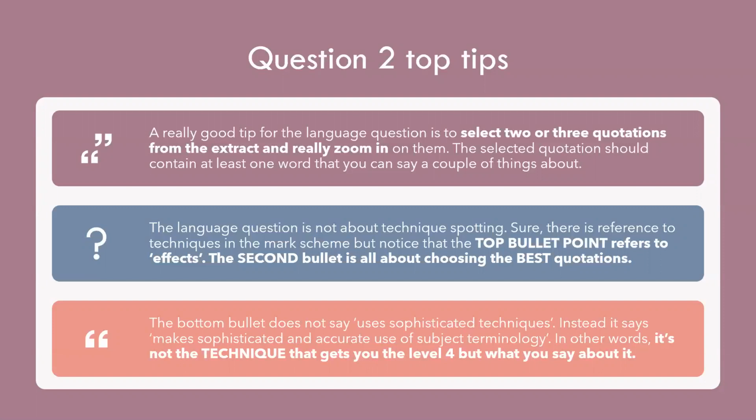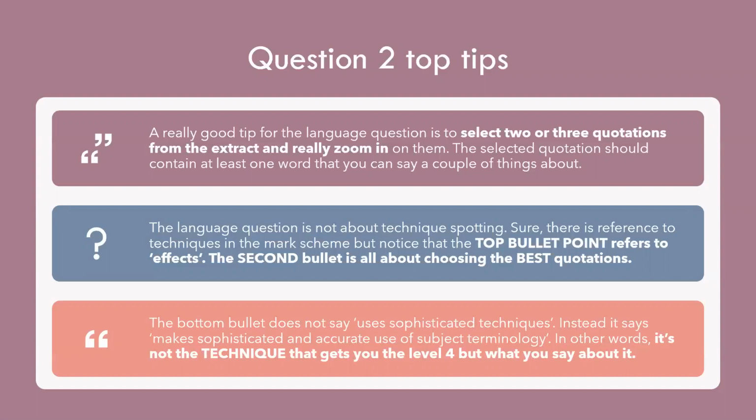The language question is not about technique spotting. Some students fall into that trap. So they'll find a quotation, they'll say, oh, it uses this technique, but they fail in really talking about the effect of that technique. So although techniques might be mentioned by your teachers and they're in the mark scheme, the most important part is the effect. When we're marking this, that's what we're looking for more than anything. Not that you can spot a metaphor, but that you can say why it's being used and what the effect of it is.